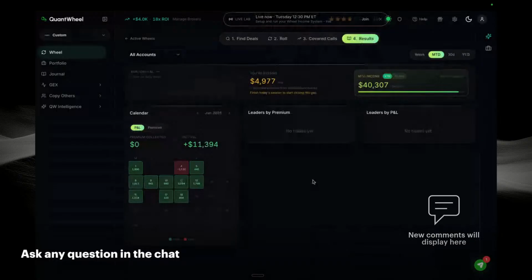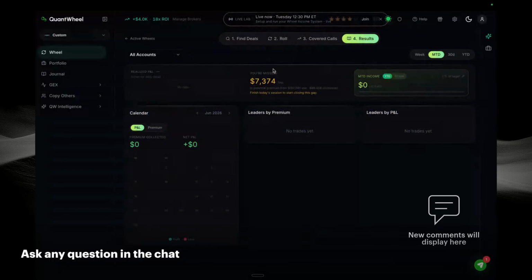And then you can look at your results. Finally, you see the results are here. You can see how much money you're missing on based on the cash that's sitting in your account, based on the calls on the stocks that you didn't cover. And that's how the whole wheel works.